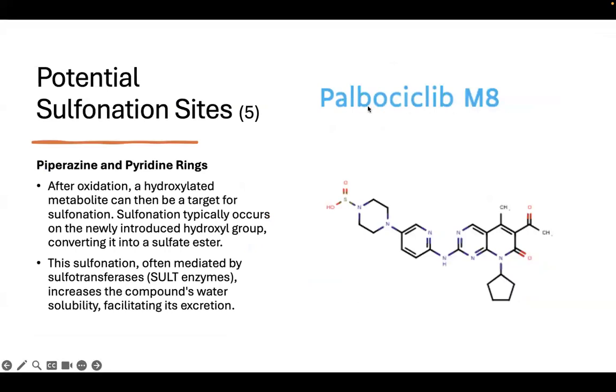And you can see here the palbociclib M8. We have a sulfonation at the piperazine ring, where there had potentially been an oxidation site before, and now it has been converted into a sulfate ester.